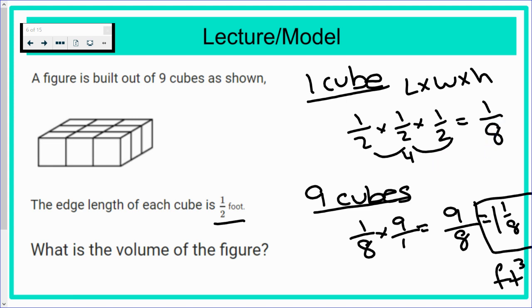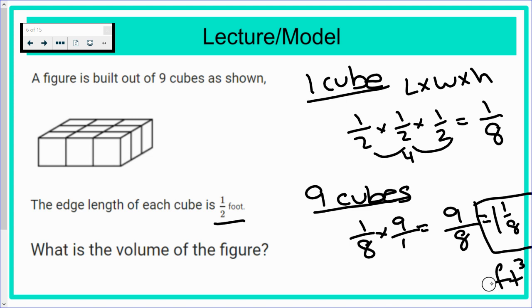Then we need to take that volume of 1 cube, and multiply that by 9 cubes. So 1/8 times 9 cubes, 9 over 1. 1 times 9 is 9. 8 times 1 is 8. And then 9 over 8 is 1 and 1/8, because 8 fits into 9 one time with 1 left over.